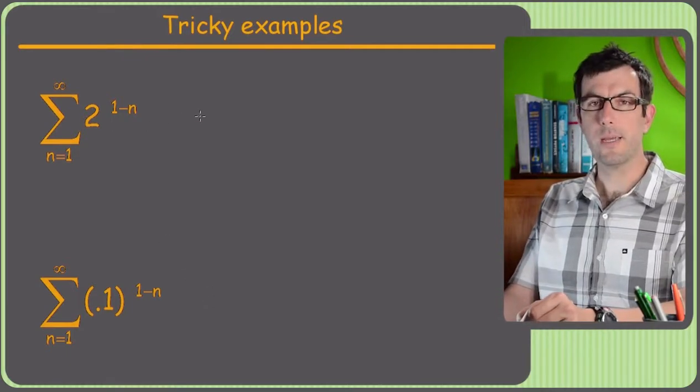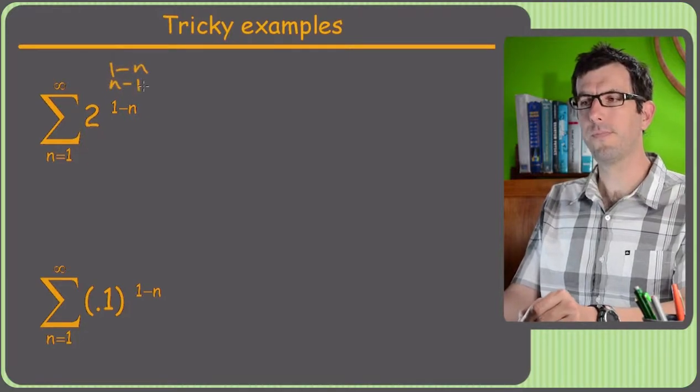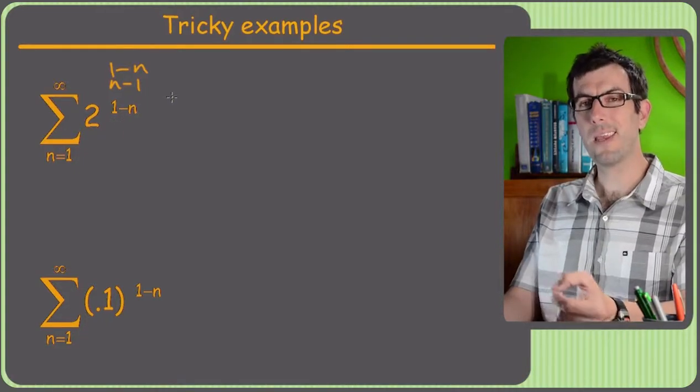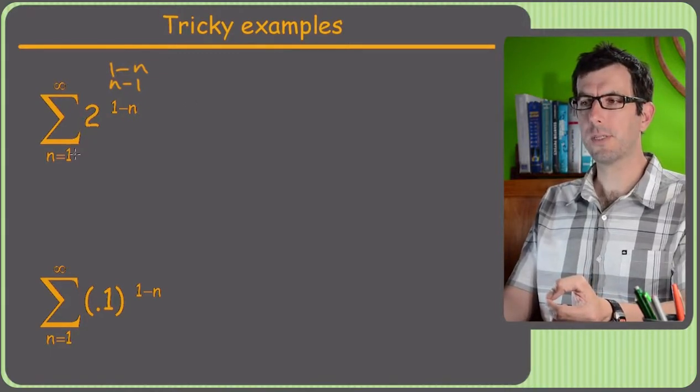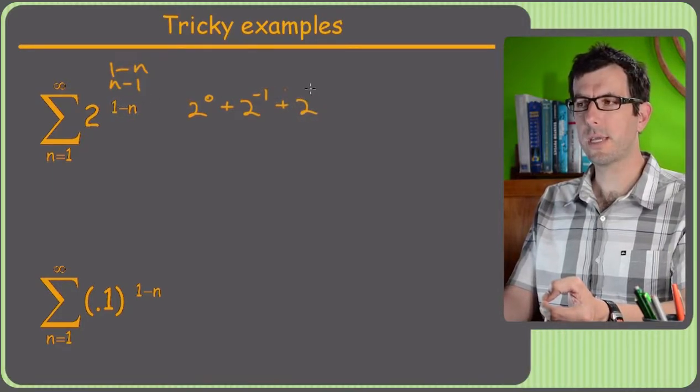All right, why are these two tricky? Well, you notice we have 1 minus n instead of n minus 1. So the funny thing about this exponent is that when you plug in bigger numbers of n, the exponent gets negative. So the first term is going to be 2 to the 0. Then the second term, we plug in 1 minus 2, which is negative 1. And then the third term is going to be 1 minus 3, which is negative 2. So the first term is 1, 2 to the minus 1 is 1/2, 2 to the minus 2 is 1/4.